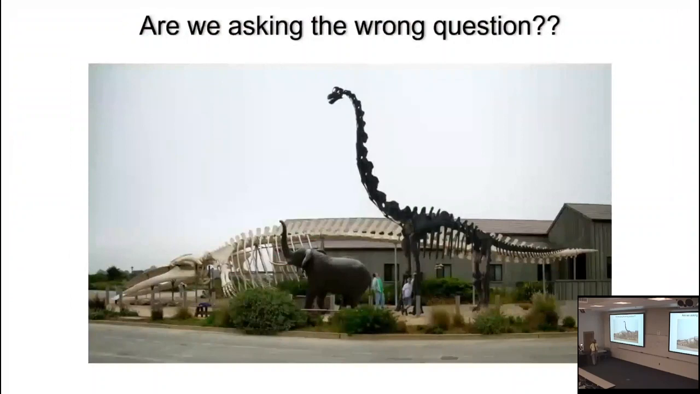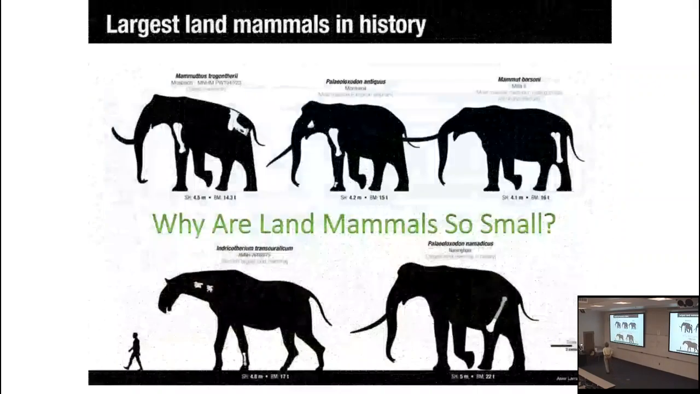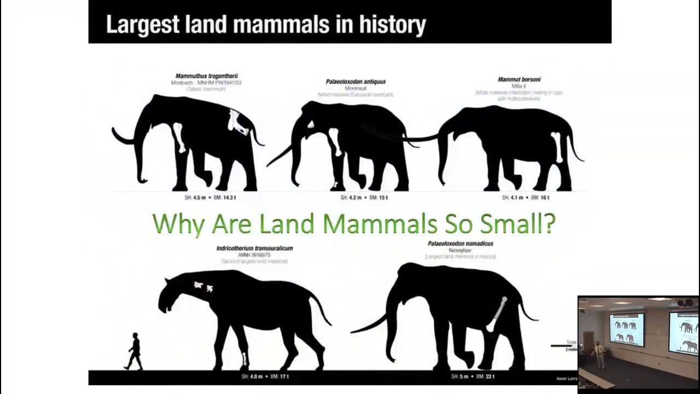However, an important observation made by several scientists is maybe we've been asking the wrong question. The question might not be, well, how did dinosaurs get so big? It might be, why are land mammals so small? Why do land mammals in their history get no bigger than about 20 tons, the biggest extinct members of the elephant and rhino level?